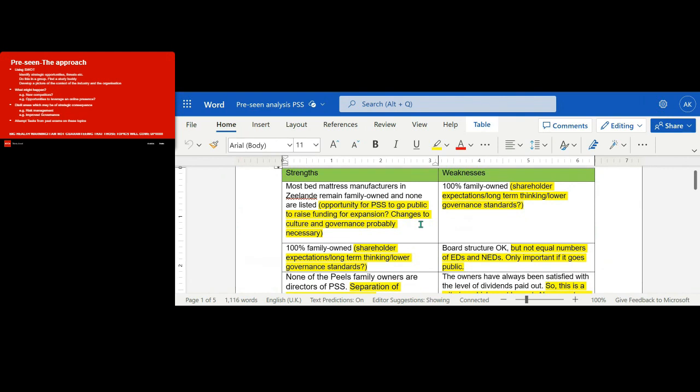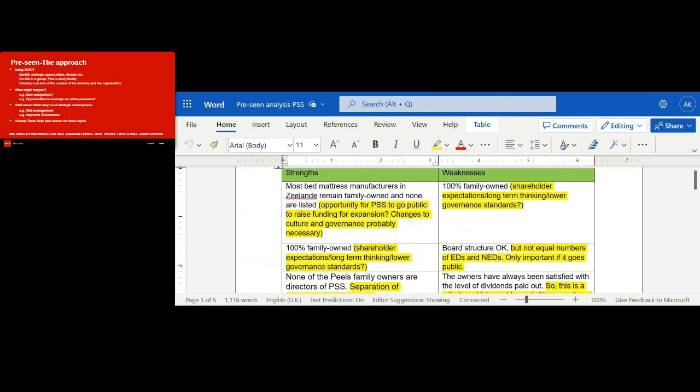Give you another example. The fact that it's 100% family-owned, I've said, is also a weakness. Why? Because shareholder expectations are different. The family owns the shares, okay, and they are perhaps less demanding than a shareholder that is non-family, that is invested in the company because they want a return. Okay, and so in terms of the internal controls and so on, they may be a bit lax. That's a weakness.